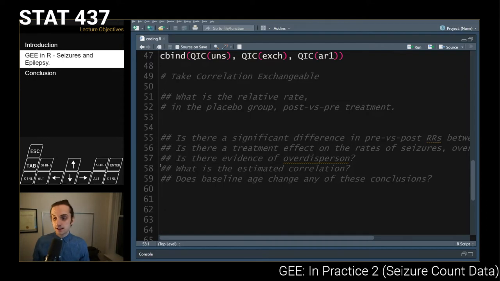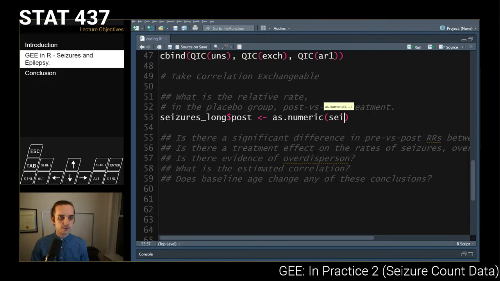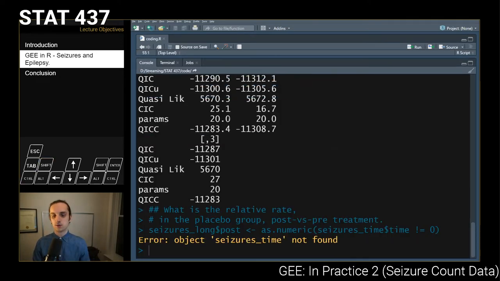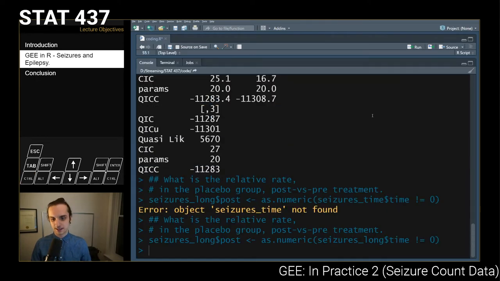So the first thing that we're going to need to do is actually specify a post versus pre-treatment variable. And so what we mean by that is at time zero, none of them had received any treatment. And then at times one, two, three, and four, they're now post having received the treatment. And so what I'll do is I'm going to do a seizures long post, and I'm going to say that this is going to be a numeric variable. And all we want it to be is if the time is not equal to zero, then we're saying that they're post treatment. Nope, seizures time, that's not, this is seizures long, the time variable, okay?